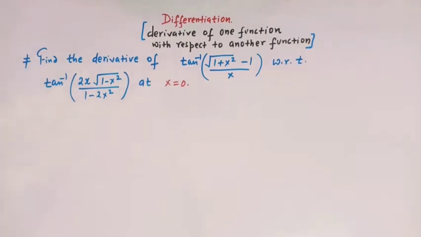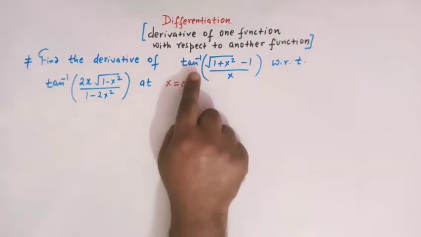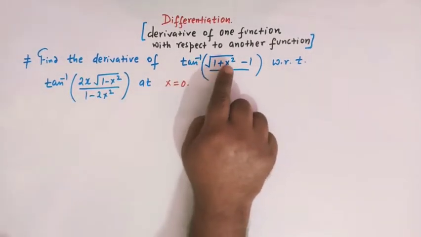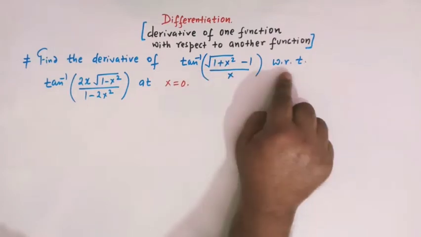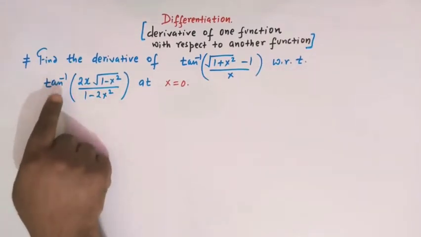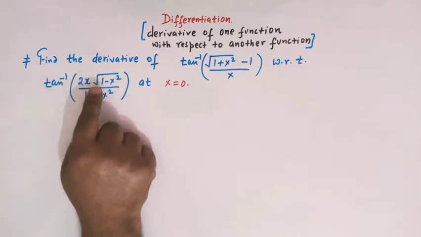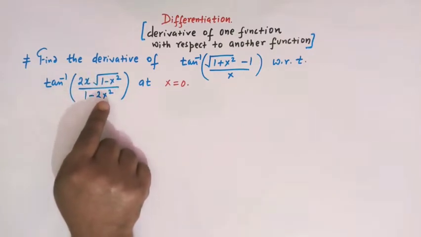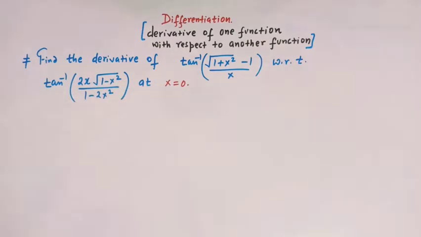Hello viewers, in today's class we are going to discuss a very important problem from differentiation. Here we are going to find the derivative of one function with respect to another function. The problem is: find the derivative of tan inverse of (square root of 1 plus x square minus 1) over x with respect to the function tan inverse of 2x times square root of 1 minus x square over 1 minus 2x square at x equal to 0.